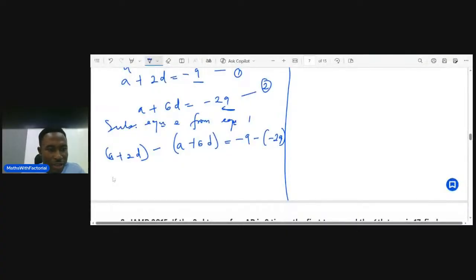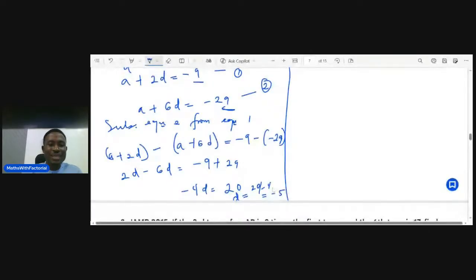All right, a minus a cancels out. So you have 2d minus times plus is what? Minus 6d equals to minus 9. Minus times minus is what? Plus 29. So this one gives us what? Minus 4d equals to what? Minus 9 plus 29 is what? Plus 20. Good. So we have d to be what? d equals 20 divided by minus 4, which is what? Minus 5. Please, is there anybody here that doesn't understand how I got minus 5 to be d? Very simple. If you don't understand, you can drop it in the chat and I will explain again.